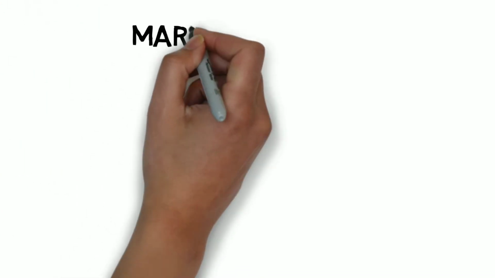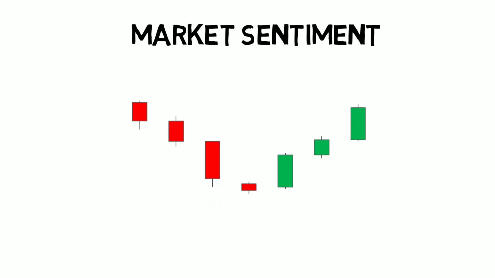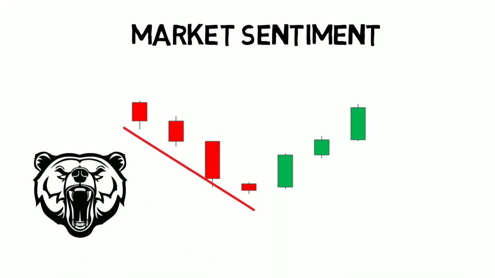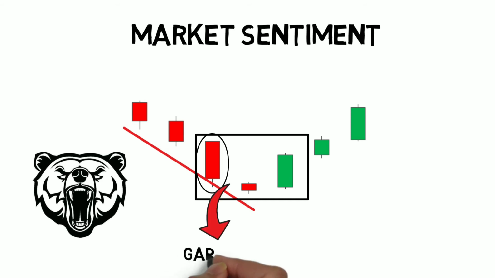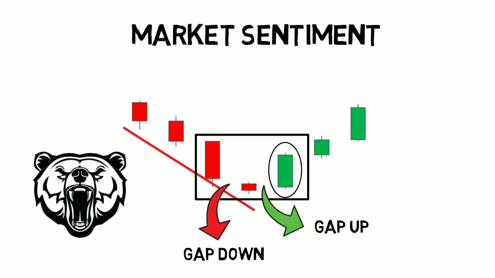Now let's understand the market sentiment behind this. The market is in a downtrend, so bears are in absolute control. On the first day, the market opened as expected and made a new low with a long red candle. And on the second day, there is a gap down opening, but nothing much happens during the day. And on the third day, the market opens with a gap up and is able to close above the first candle. So now the bulls are ready to take control of the market, and so it's a good buying opportunity.